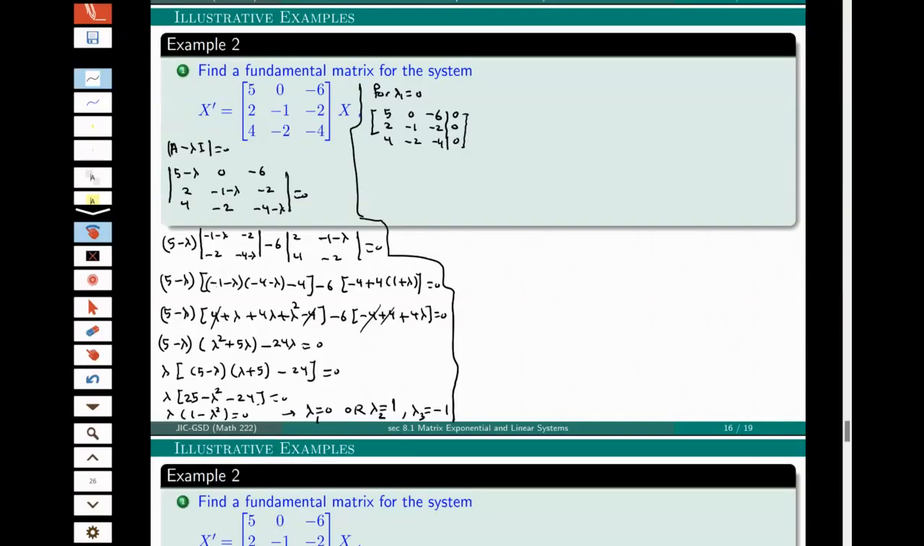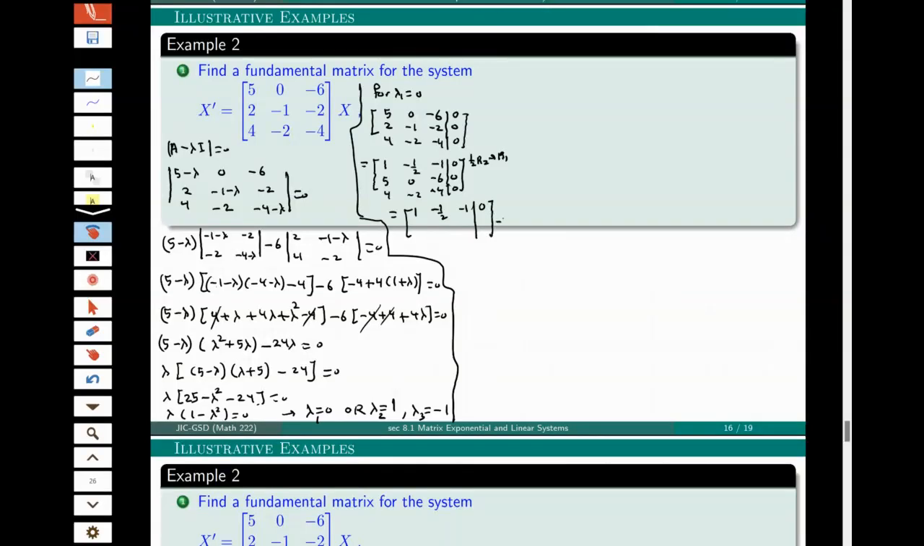Now, we will use the echelon form. We'll divide row 2 by 2. We'll get 1, minus half, and minus 1, equal to 0. So that's half row 2. I made it row 1. And that is 5, 0, minus 6, 0, 4, minus 2, minus 4, 0. So that will be 1, minus half, minus 1, 0.